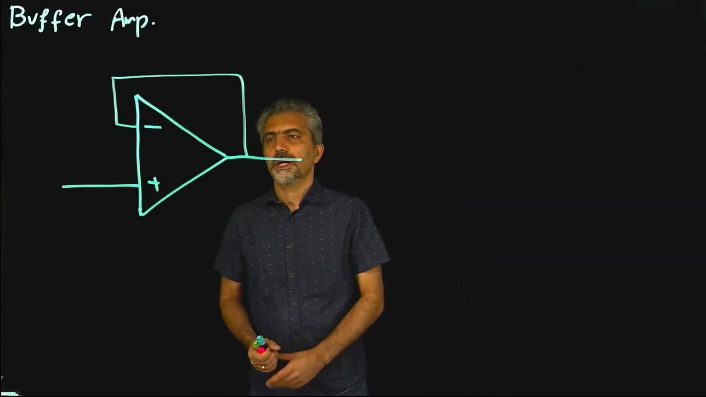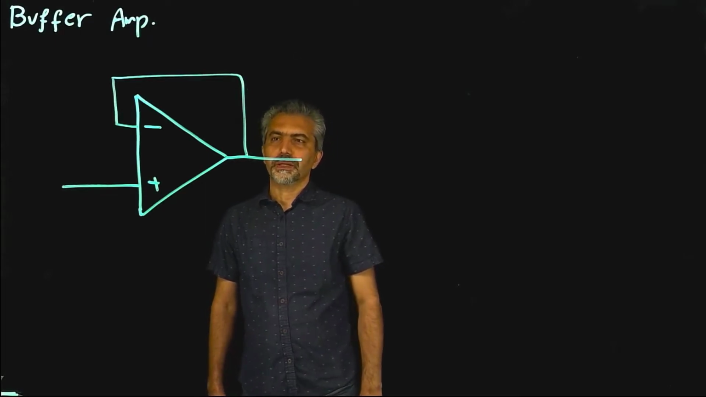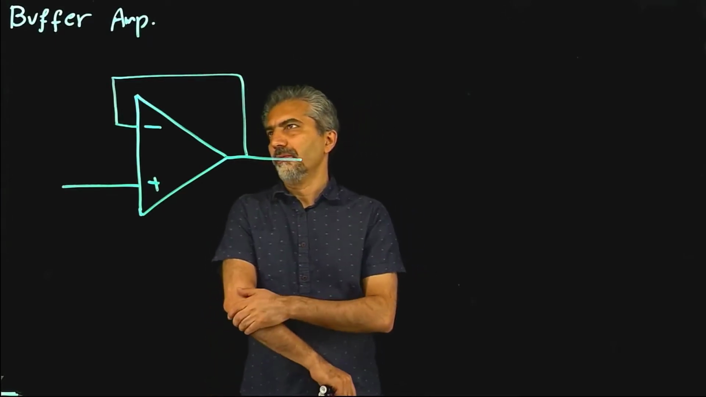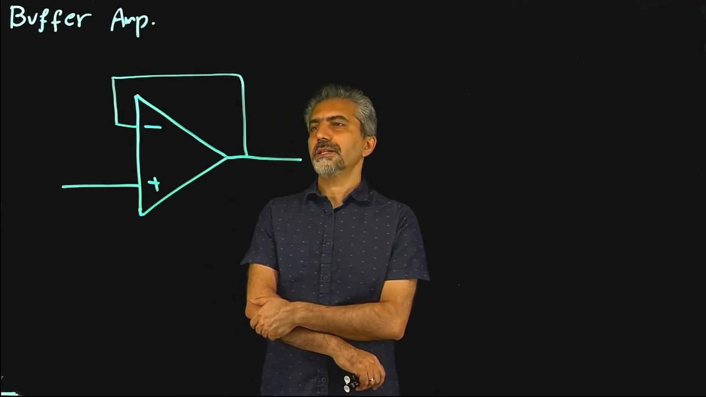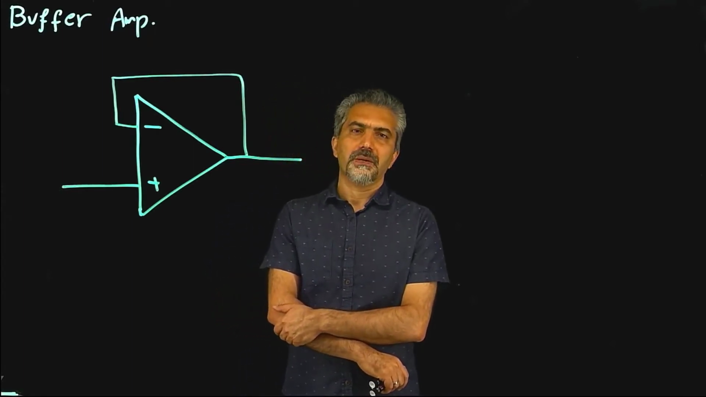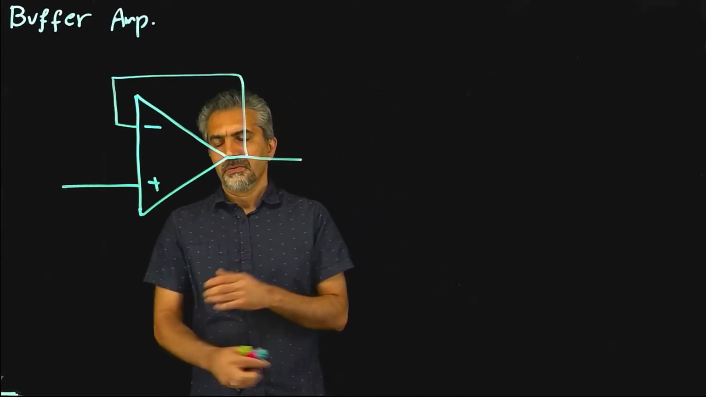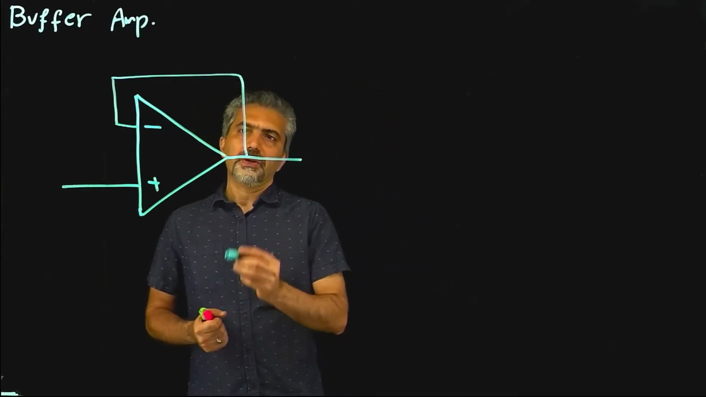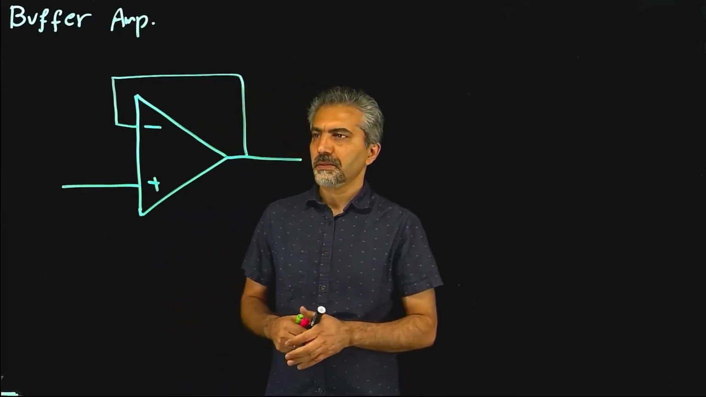Hello. Today I'm going to talk to you about this concept of an amplifier with the gain of 1, or unity gain amplifier. Sometimes this amplifier is called a buffer. Now, let's just start with looking at the circuit and quickly analyze it.